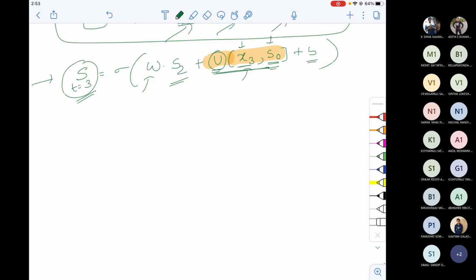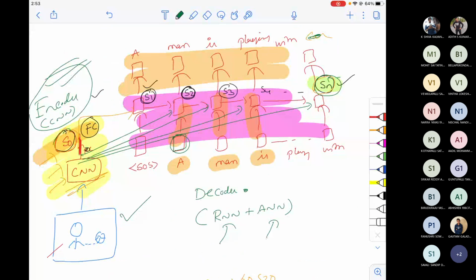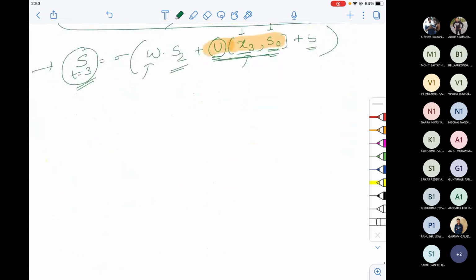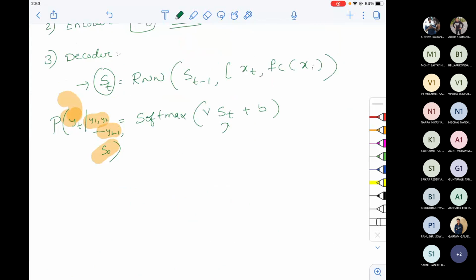What is the input? If you observe here, the input is S0. I'm not passing the image directly to this. I'm passing the abstract representation. That abstract representation is combined with the input and softmax is applied to get the current output. Clear? Yes, sir. So that S0 I'm passing, and finally, taking S0 and the previous outputs, what is the probability of the current word.